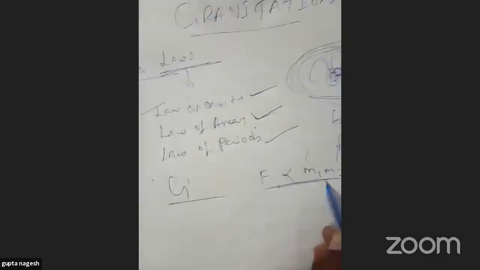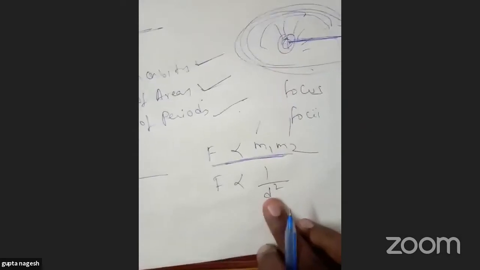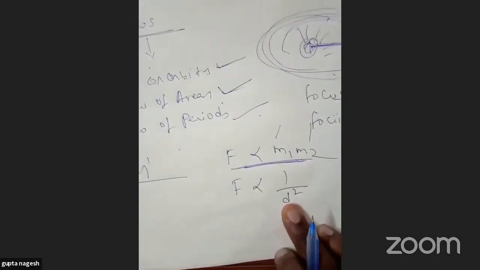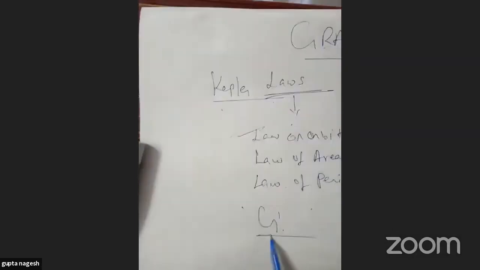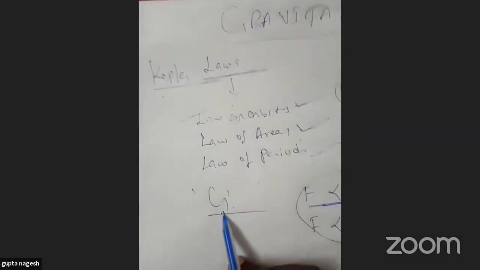with a force which is directly proportional to the product of their masses. Let M1, M2 be the masses. The force is directly proportional to the product of their masses, and inversely proportional to the square of the distance between them. D is the distance. The square means D square. Inverse means that I have written the distance in the denominator. So this is the law of universal gravitation.